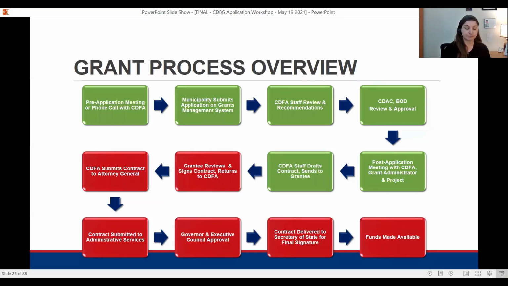This includes, starts with a pre-application meeting or workshop like we're doing here today to give you an overview of the program. We strongly recommend that if you are considering submitting an application, that you schedule one of our pre-application meetings, which I'll talk more about in a minute, to discuss the project.